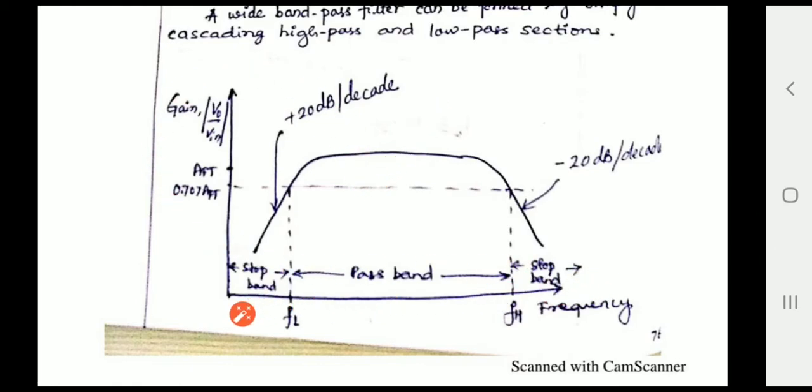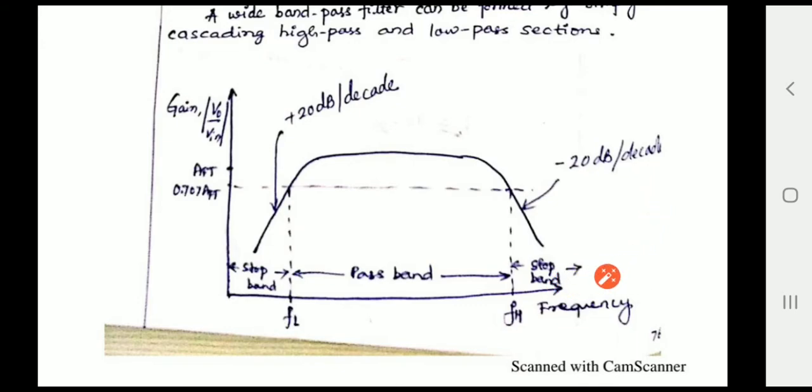In this graph, along the x-axis we have frequency and along the y-axis we have gain. Once the frequency of the input signal reaches the value of FL, the output gain of the circuit increases at a rate of 20 dB per decade. Similarly, it remains constant until the next cutoff frequency FH. Once the input signal frequency reaches the higher cutoff frequency, the gain of the circuit again falls at a rate of 20 dB per decade and reaches 0.